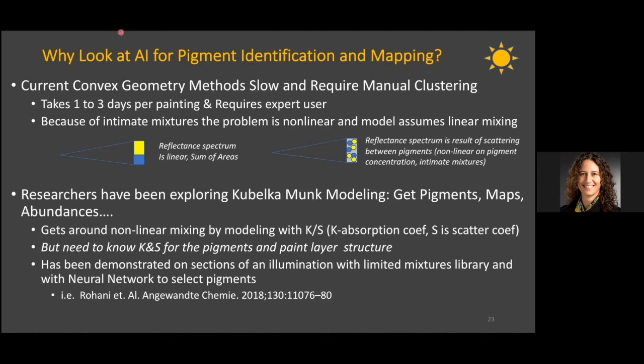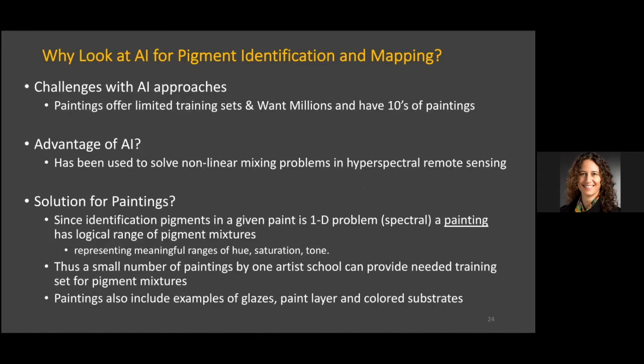So researchers have been exploring the Kubelka-Munk modeling to get pigments and abundances, and they're using the absorption and scattering coefficients to get at that. But to get the details, mock-up samples are being made, and it is also a bit challenging to get all the information needed to use the Kubelka-Munk modeling. So we've decided, since neural networks are really good nonlinear function approximators, why not try that? Next slide, John.